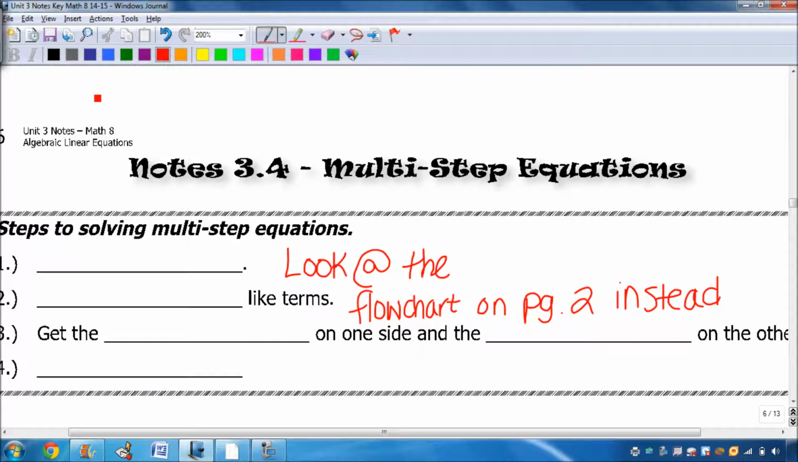All right, notes 3.4 are on multi-step equations. If you look at the top of page 6, it gives you a list of steps to solving multi-step equations. Instead of using this list, I would rather you look at the flowchart on page 2 instead. Please write this down in your chart. If you need to press pause, please go ahead and do so. This is extremely critical that you have this written down right here, okay?